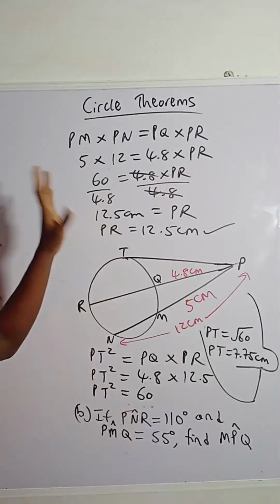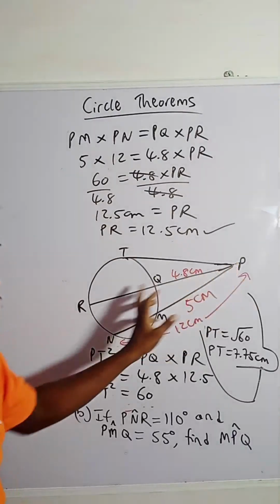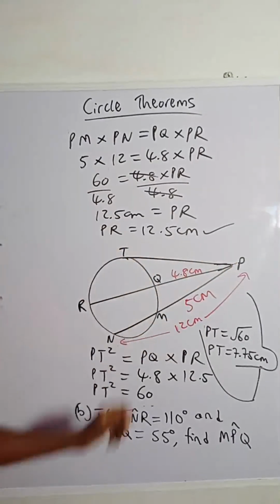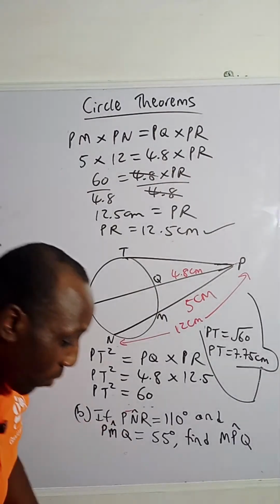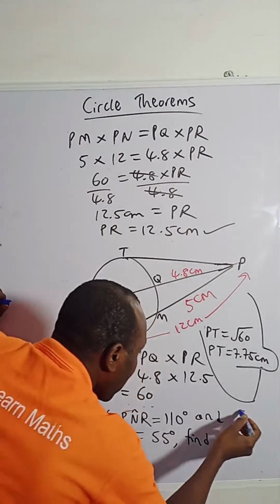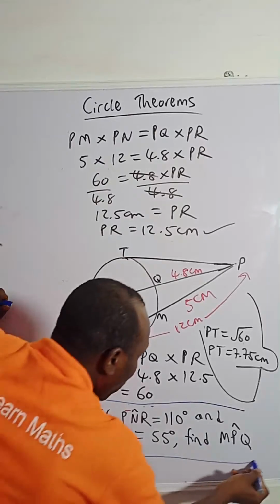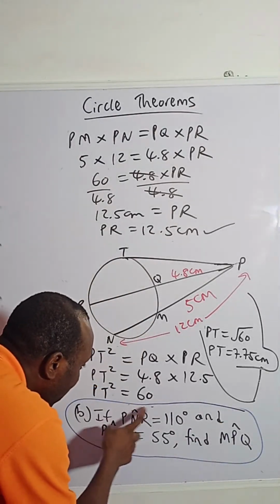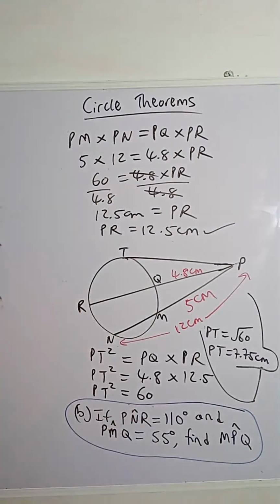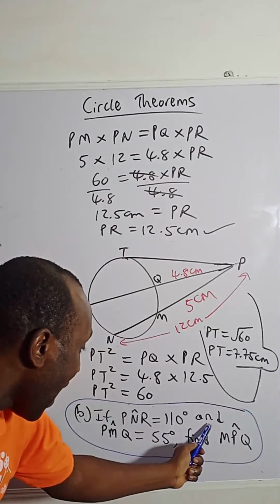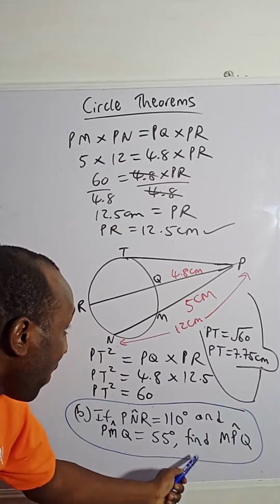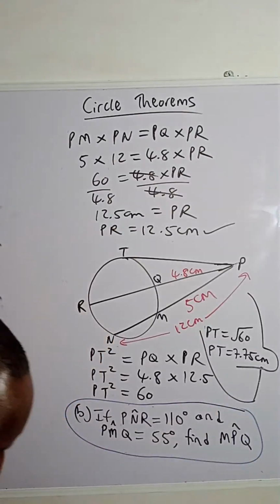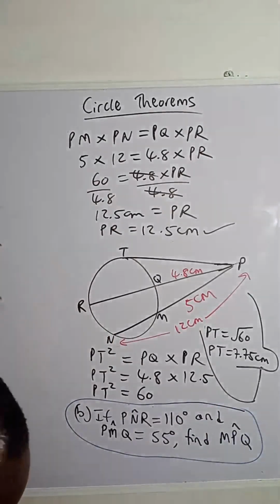So we've gotten PR, we've gotten PT, but we still have the B part. We have not done this B part. We're ending with this. This is very, very interesting. Who wants to crack this for us? Who is cracking this last one for us? See what I have. If PNR is equal to 110 and PMQ is 55, find MPQ, angle MPQ. This last one is interesting.